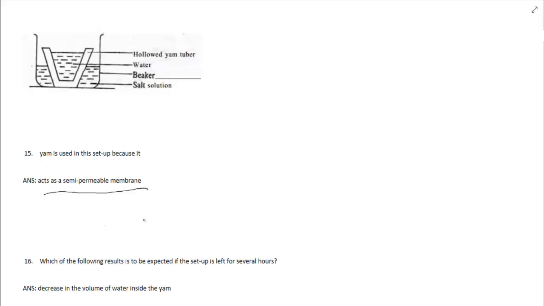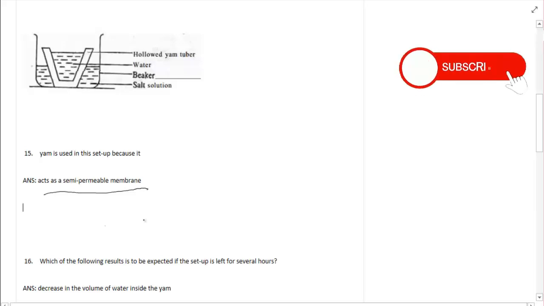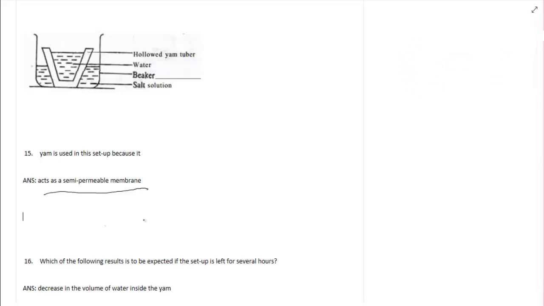So, the YAMB is used in the setup because it is made up of cells with membranes which selectively allow the passage of small molecules like water, while disallowing large molecules like soil particles. So you see, it allows small particles and holds back the large particles. The YAMB in the setup acts mainly as a semi-permeable membrane.